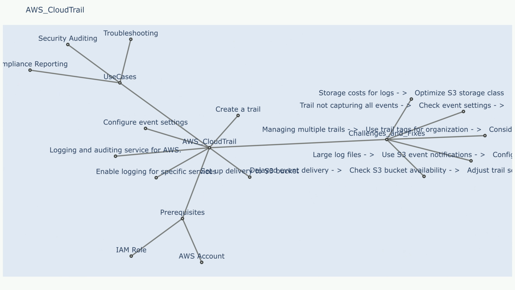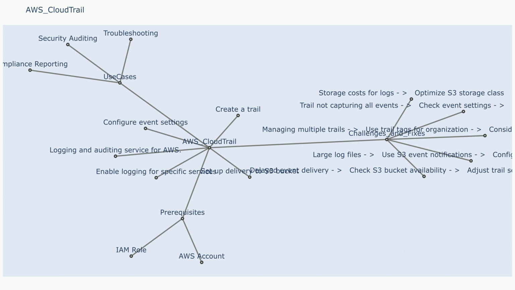Delayed event delivery. CloudTrail events may be delivered to your S3 bucket with a slight delay. Check S3 bucket availability. Ensure that the S3 bucket that you are using for CloudTrail logs is available and accessible. Adjust trail settings for faster delivery. You can configure your trail to deliver events to your S3 bucket more frequently.